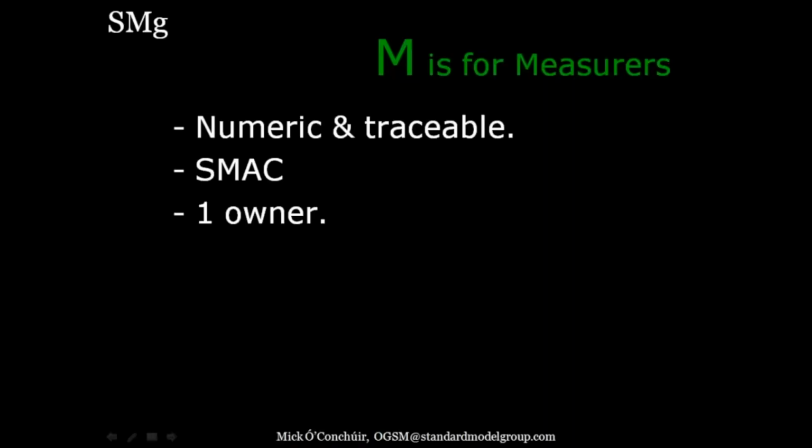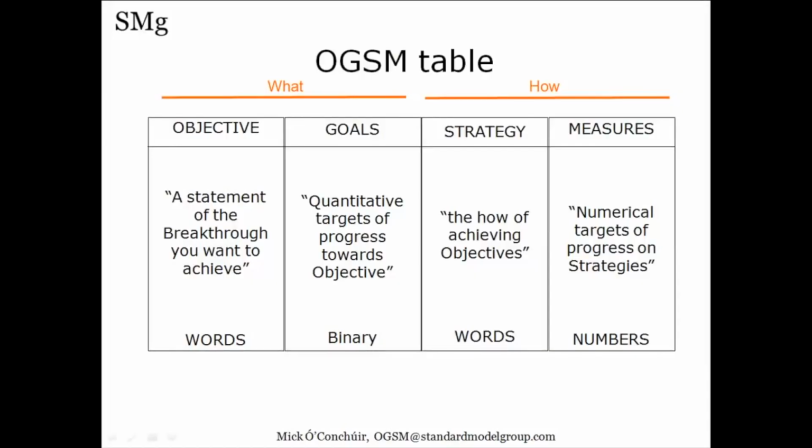M is for measures. Measures need to be numeric and traceable, not binary in this case, but numeric. SMAC, again: specific, measurable, achievable, and compatible. And each measure should have one owner, and that ensures it actually gets done. Obviously, the measures need to add up to the strategies, which need to deliver the goals, which need to deliver the objectives. So here's a full summary or overview of the OGSM split into what and how sections.